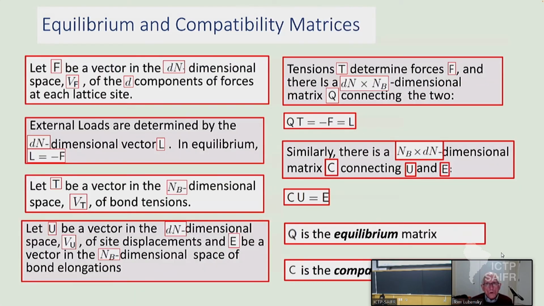Now, that's pictorial. It's actually a rigorous theorem, which I'm going to go through here now. This is the genius of Calladine. So we're going to take this simplified F, I forget which font we use, but this F is going to be a vector in the dn-dimensional space, of the d components of the forces of each site. In other words, this is a dn-dimensional vector, and it lives in a space V_F, we'll call it.